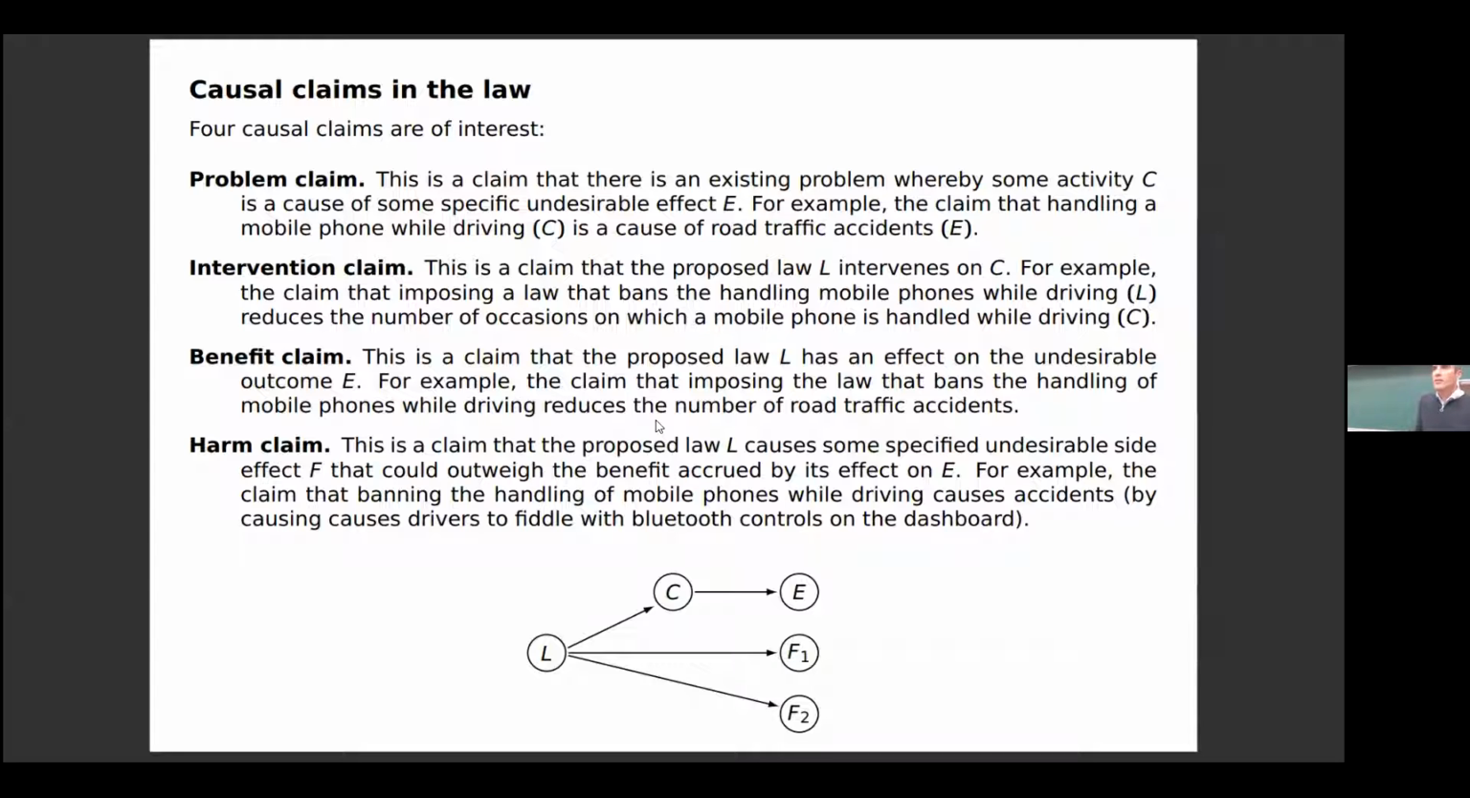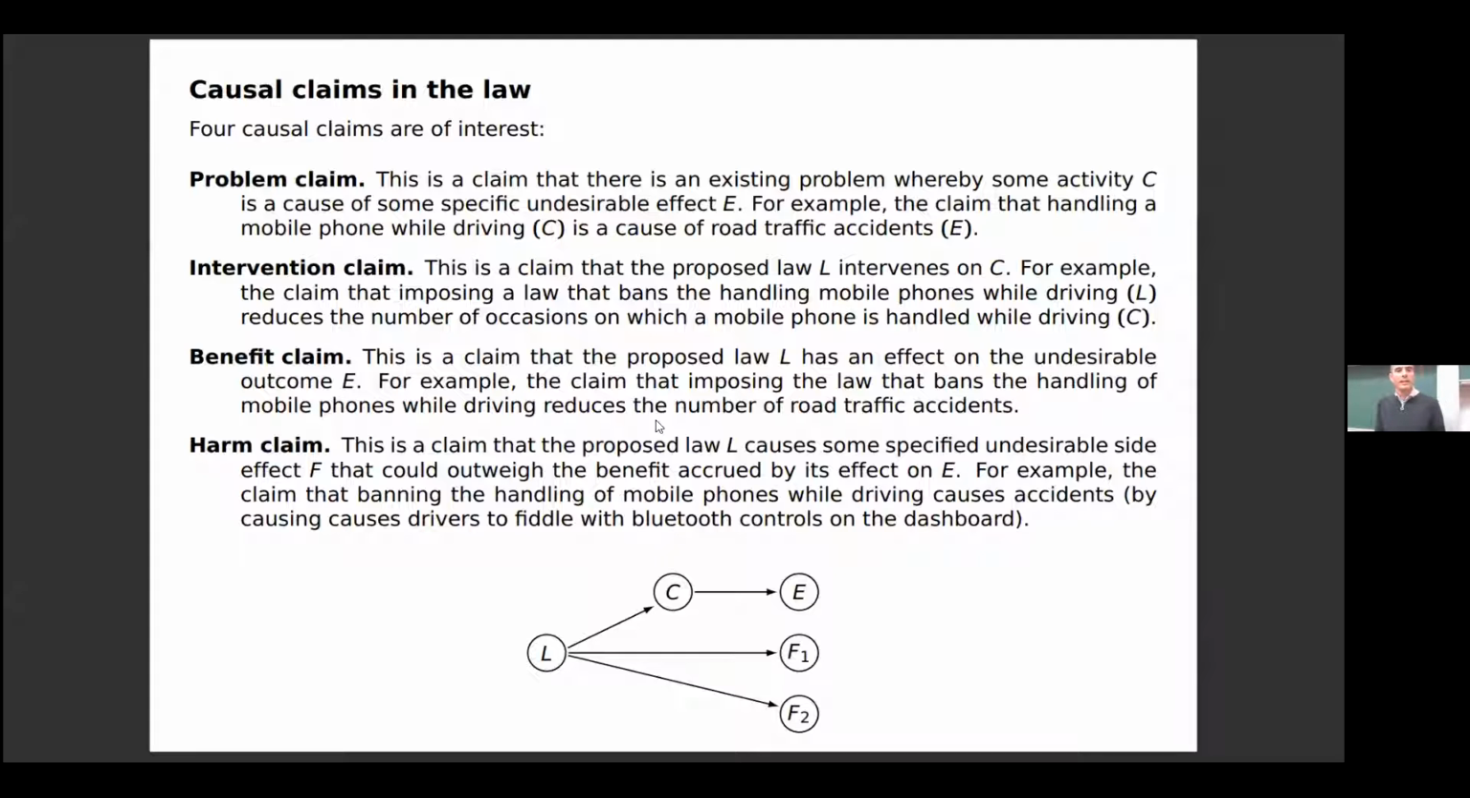The main claim of interest is a benefit claim. This is the claim that the law has an effect on the undesirable outcome. So banning mobile phones while driving will reduce road traffic accidents. This is the key claim that needs assessing.